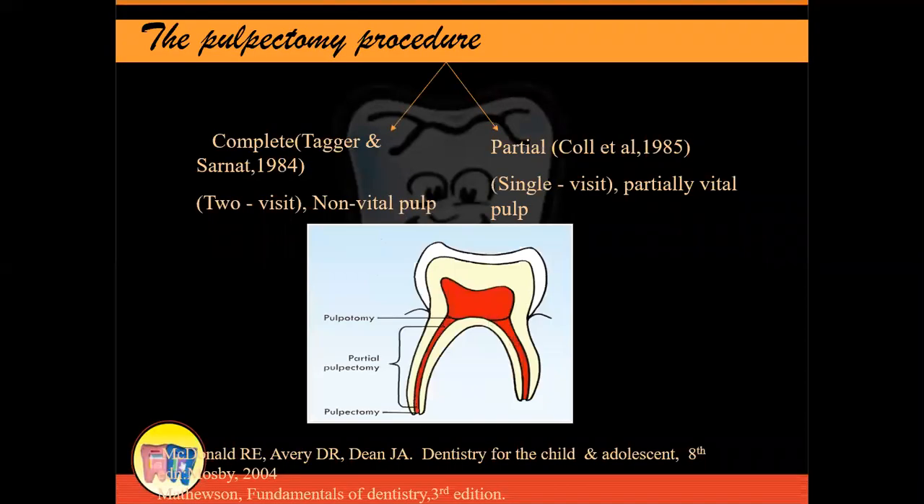So what is the procedure for pulpectomy? It can be divided into two, complete or partial. Complete involves two-visit non-vital pulpectomy, and partial includes single-visit partial vital pulpectomy. As you can see in the image, pulpectomy involves complete removal of the pulpal tissue from the coronal portion of the pulp, and along with that, the radicular portion of the pulp is also removed.